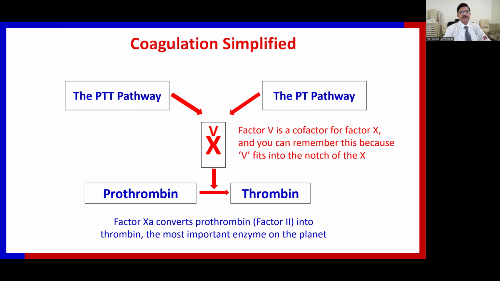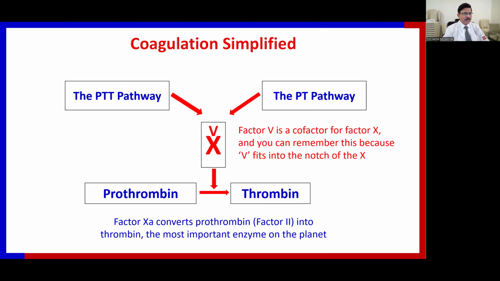Hitherto, what did you learn? Now, why I am asking you to repeat is you must learn by heart. 10 has to become 10A. For that, there are two ways. One is the extrinsic pathway, one is the intrinsic pathway. Intrinsic is called the PTT pathway, extrinsic is called the PT pathway. The extrinsic pathway is shorter than the intrinsic pathway because PTT is 3 letters, PT is only 2 letters.